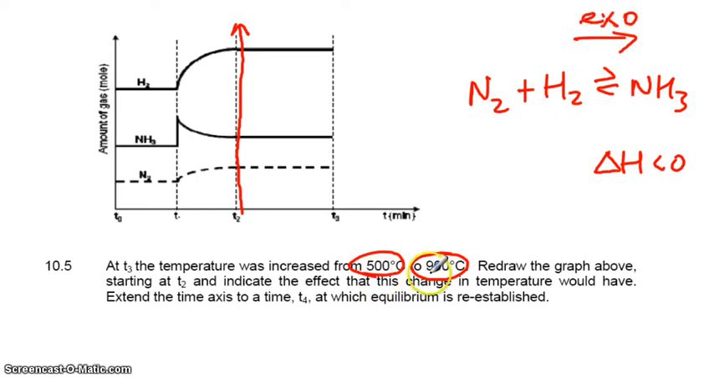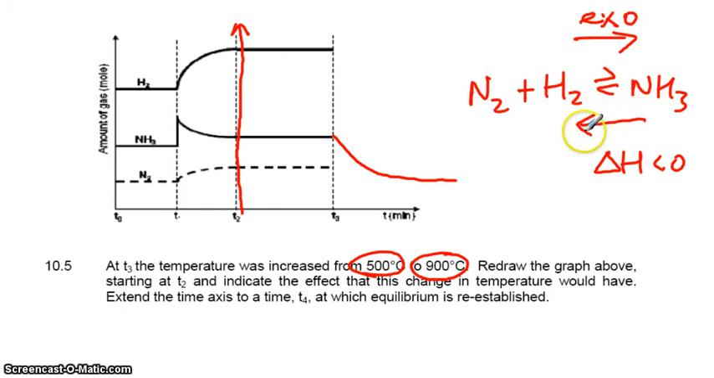So an increase in temperature, according to Le Chatelier, it's going to shift to decrease the temperature, therefore it will favor the endothermic reaction, which is the reverse reaction. So if we favor the reverse reaction, then there's going to be a decrease in the amount of ammonia. So here's our ammonia line here, and there's going to be a decrease in that amount, and then eventually it will reach equilibrium again.